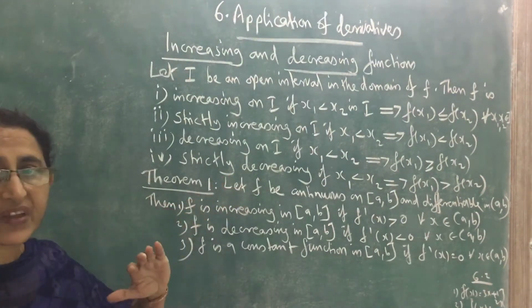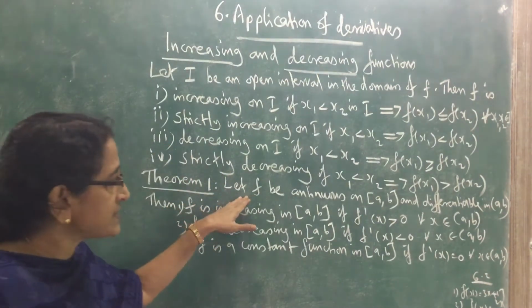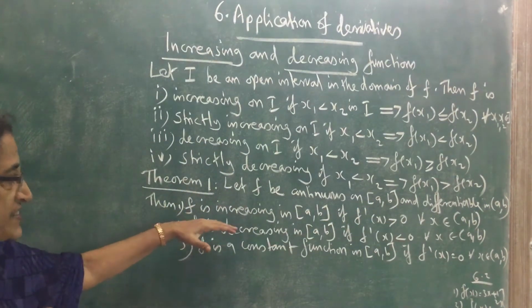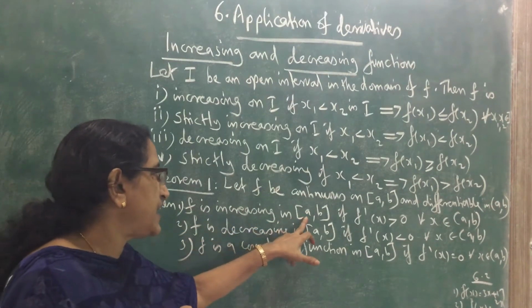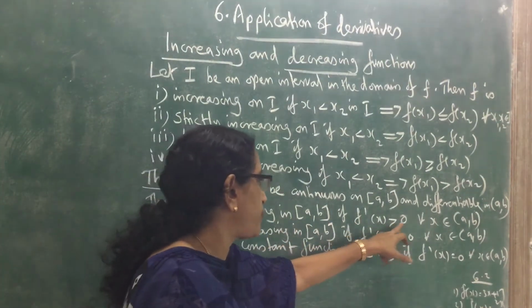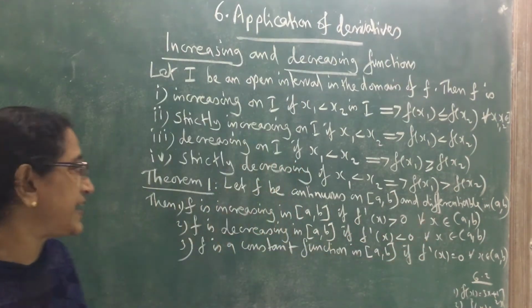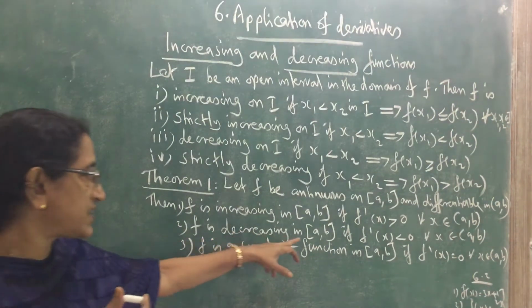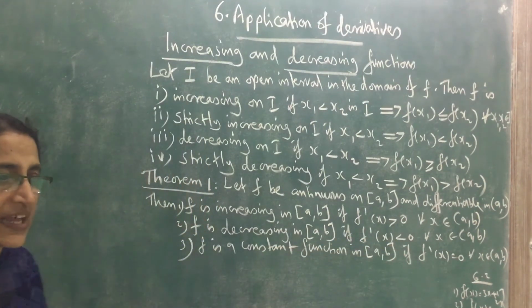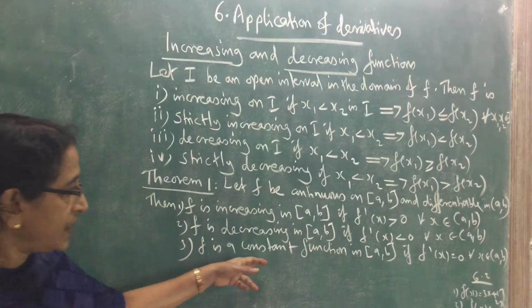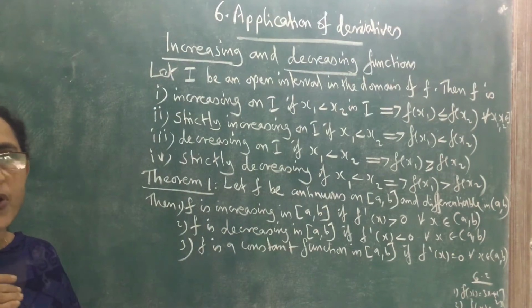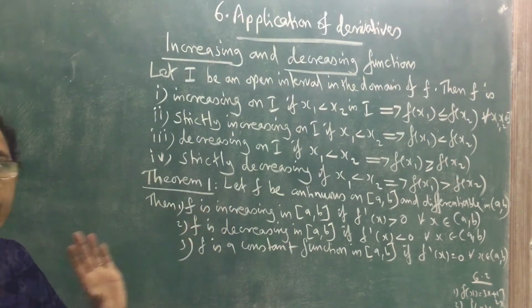Then the theorem related to that: let f be continuous on closed interval AB and differentiable in open interval AB. Then f is increasing in the closed interval AB if f dash x, the derivative of f of x, is greater than 0 for every x belonging to open interval AB. And f is decreasing in the closed interval AB if f dash x is less than 0 for every x belonging to open interval AB. And f is a constant function in closed interval AB if f dash x is equal to 0. For the theorem we have to study only the statement, proof no need to study.